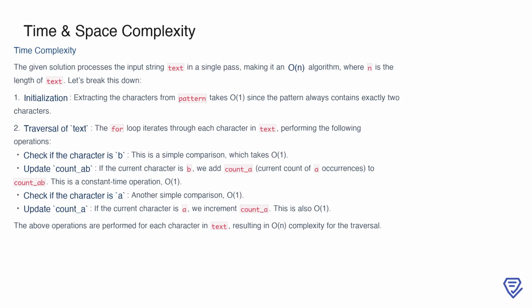Then, as we traverse the string text in a loop, several operations are performed for each character. Checking if the current character is B is a simple comparison and takes constant time, O(1). If the character is B, we update the variable count_b by adding the current count of A occurrences. This is another constant time operation, O(1). Similarly, checking if the character is A is again O(1), and incrementing count_a when the character is A also takes constant time. Since these operations are repeated for every character in text, the traversal contributes O(n) to the overall time complexity.